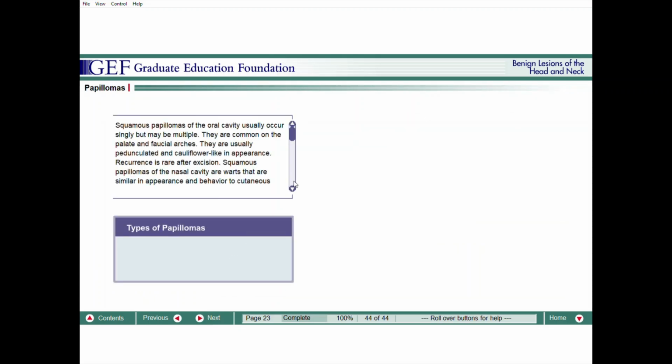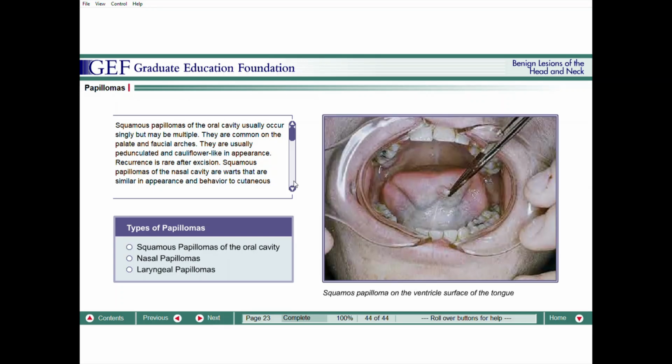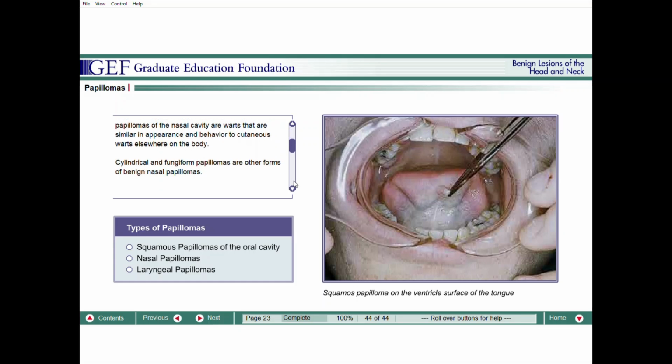Squamous papillomas of the oral cavity usually occur singly but may be multiple. They are common on the palate and faucial arches. They are usually pedunculated and cauliflower-like in appearance. Recurrence is rare after excision. Squamous papillomas of the nasal cavity are warts that are similar in appearance and behavior to cutaneous warts elsewhere on the body. Cylindrical and fungiform papillomas are other forms of benign nasal papillomas.